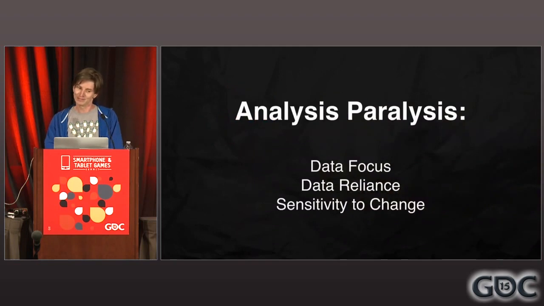And finally, analysis paralysis. Basically getting locked up by all of this data and being unable to do what you really need to do to make this game great. And this happens in 3 ways: through a really strong focus on the data, through a reliance on that data, and being overly sensitive to making changes because of the worry about what that will mean for the data. These are the things that are the enemy of creativity, and these are the things that definitely for us early on kind of crippled us through this process.